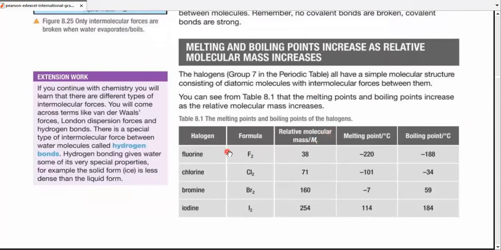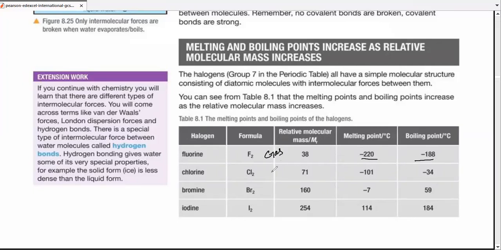Let's take a look. Starting from the top, fluorine, going all the way to the bottom, chlorine, bromine, and iodine, with formulas F2, Cl2, Br2, and I2 respectively. Take a look that their relative molecular mass increases as we go down the series. So does the melting point and the boiling point. So much so that the state of matter will also get affected. If we know the melting and boiling points, we can always work it out.